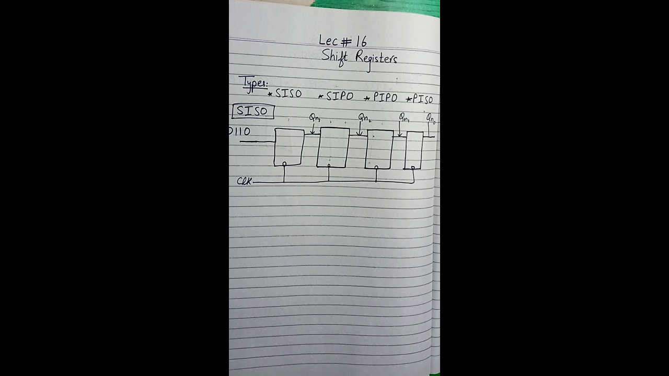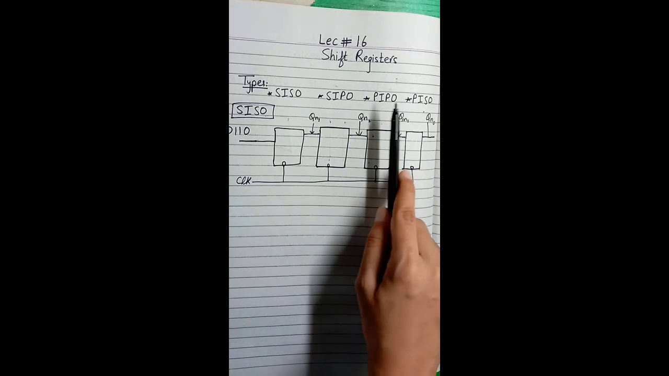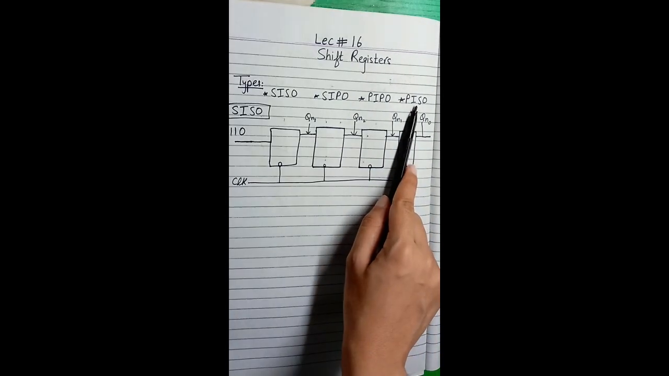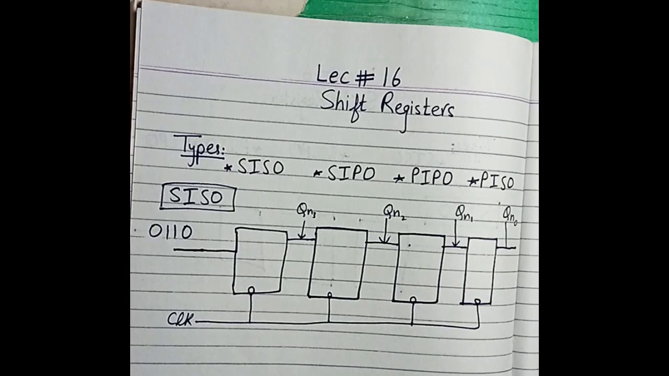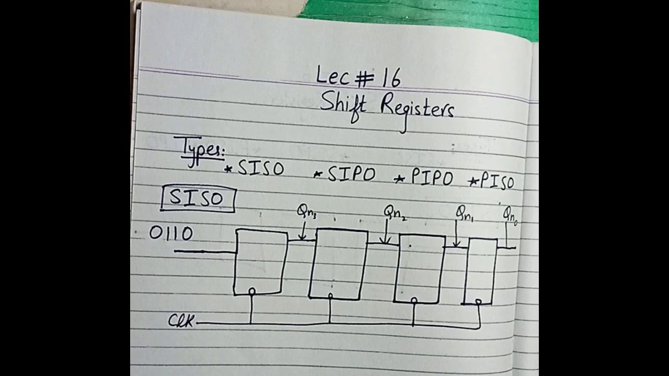It has four types: serial input serial output, serial input parallel output, parallel input parallel output, and parallel input serial output. These are the four types of shift registers. We will start today's lecture with the serial input, serial output register.